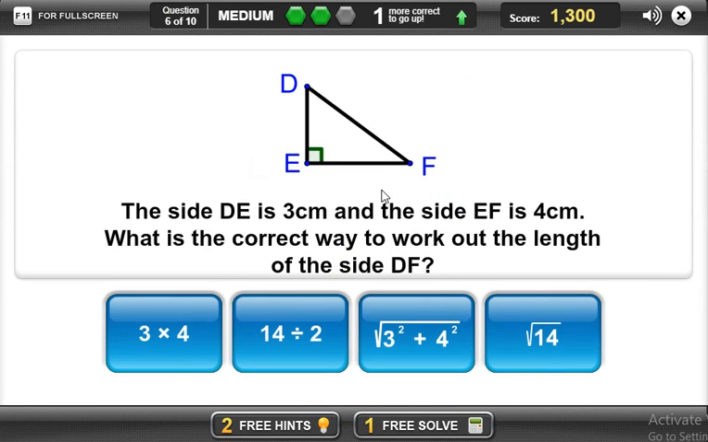The side DE is 3 centimeters, and EF is 4 centimeters. We're trying to work out the length of a hypotenuse, so we must take the square root to find the length. So we take the square root of the other two sides squared, which are 3 and 4 respectively. So it's this one here, 3 and 4, and you're squaring them. Alright.